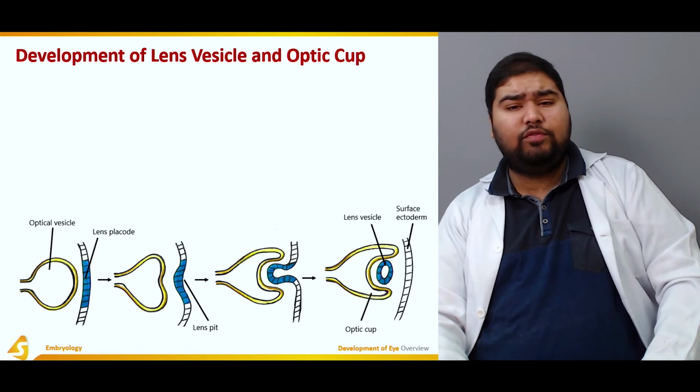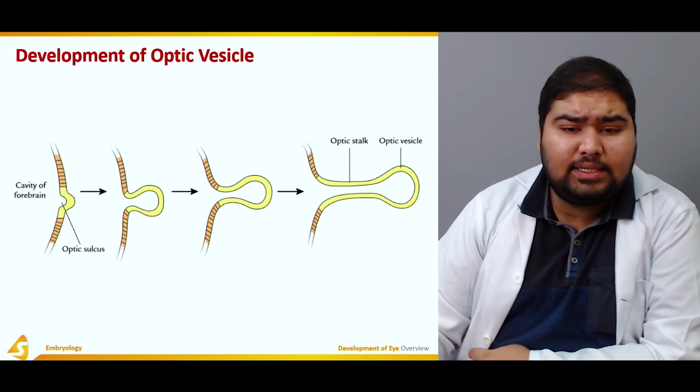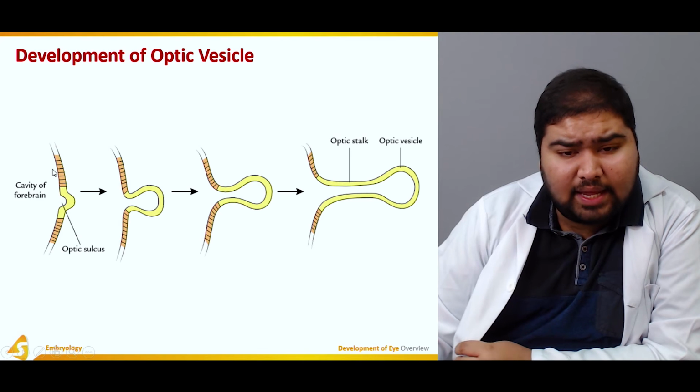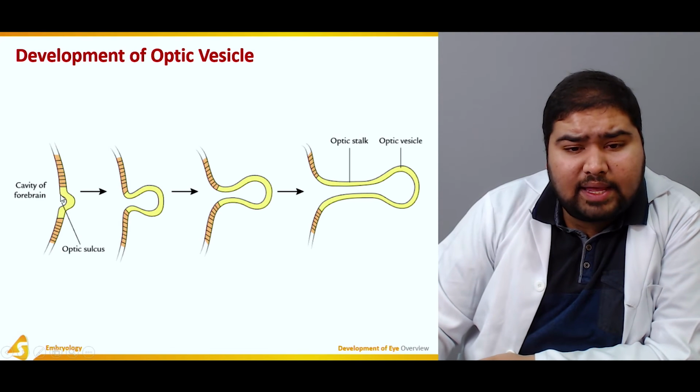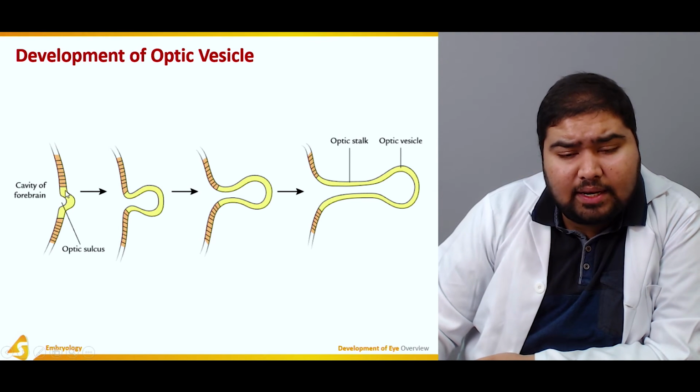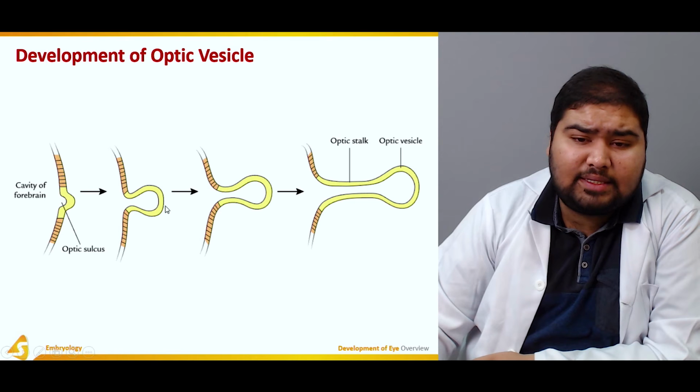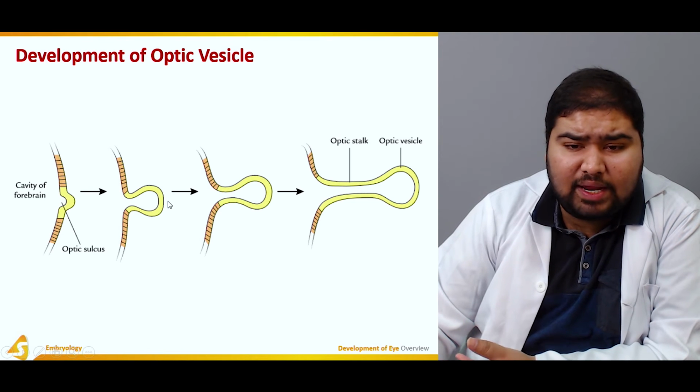Now moving on, this is how the optic vesicle develops. Again, this is another view. This is the cavity of the forebrain. This is the optic sulcus being formed. The optic sulcus is now increasing in its size and moving laterally.